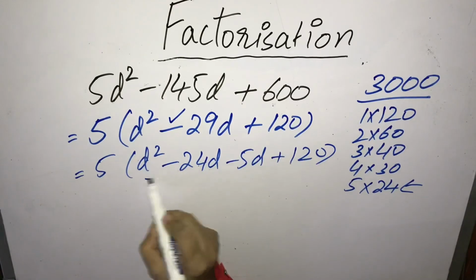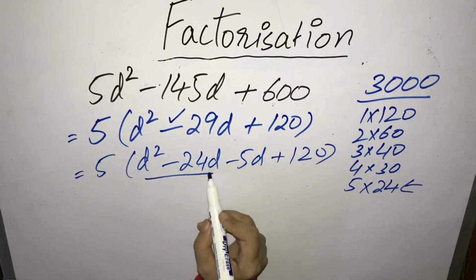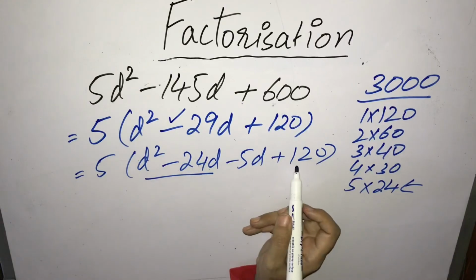When you take d common, you have d minus 24. When you take 5 common, you will have d minus 24.